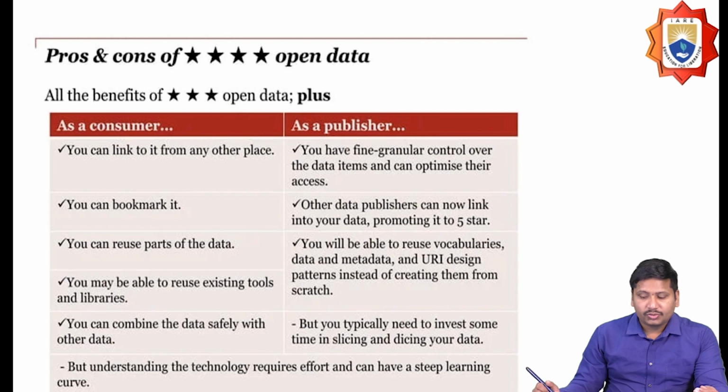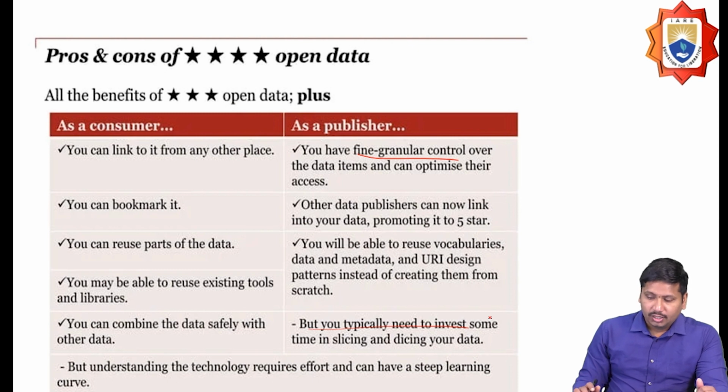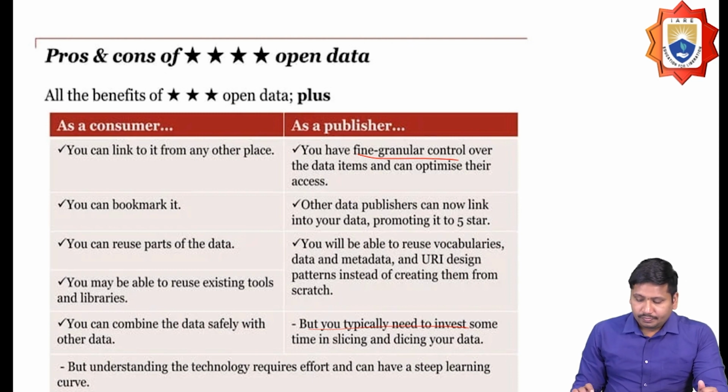As a publisher, you get fine granular control over the data, and other data publishers can now link to your data, promoting it to the five-star level, and you can reuse vocabularies, metadata, and URI design patterns instead of creating them from scratch. But you typically need to invest some time in slicing and dicing your data. So these are some of the pros and cons of open data.